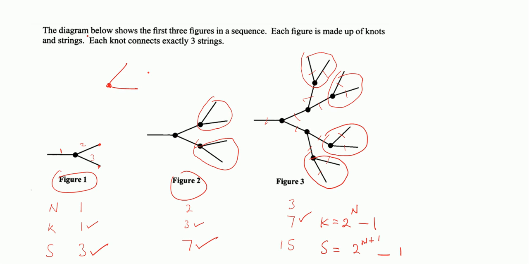And in the case of the third figure, if we plug 3 into the equation, it becomes 2 to the power 3 plus 1, which is 2 to the power 4. And 2 to the power 4 is really 16. And 16 minus 1 will give me 15. So based on the information they've given us only, this is what I've been able to come up with.